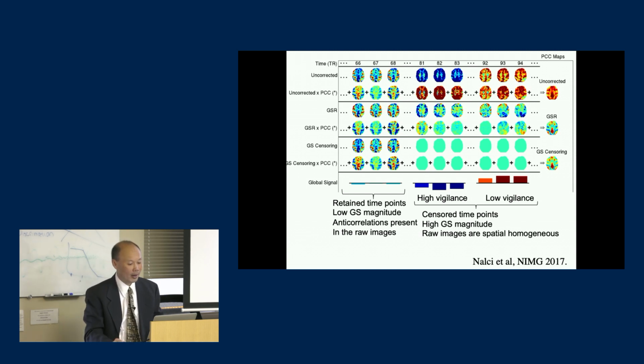So it may be that one thing we're doing in global signal regression is reducing these vigilance fluctuations in the data, which might be a good thing or a bad thing, depending on your point of view. Depending on what your experiment is doing, that might be good. And it certainly fits, in the sense that the reason global signal regression works so well is probably because there's going to be lots of variation in vigilance across your scans and subjects, and this is one way of reducing that variability.